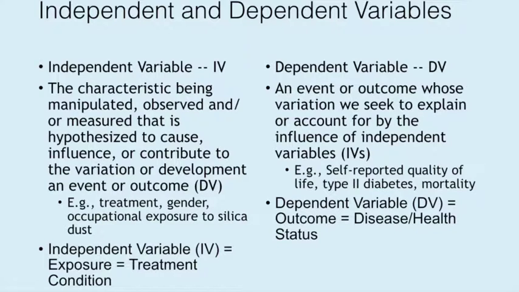Some other ways to think about IVs and DVs. An IV would be the characteristic being measured, observed, or hypothesized to cause, influence, or contribute to variation or development of an event or outcome in the DV. So this could be treatment, gender, exposure to different materials. And some different terms for IV are also exposure and treatment condition.